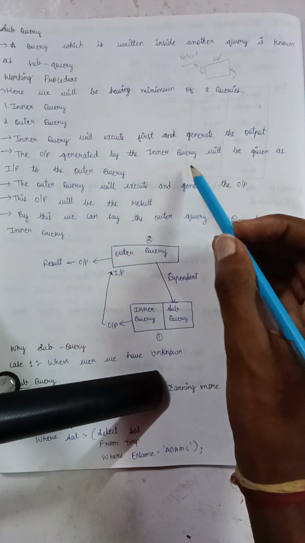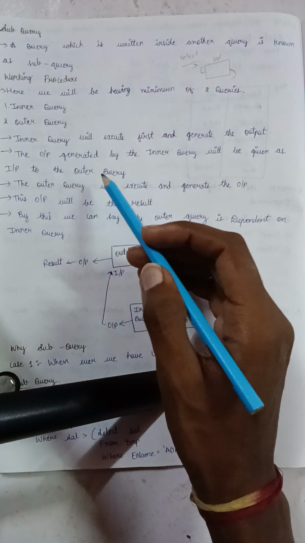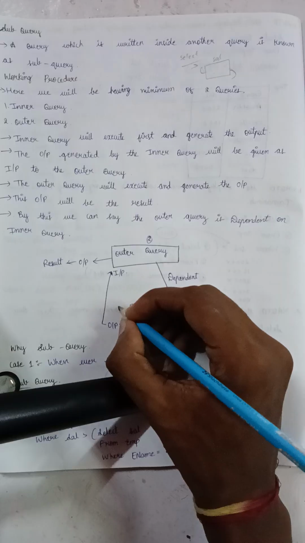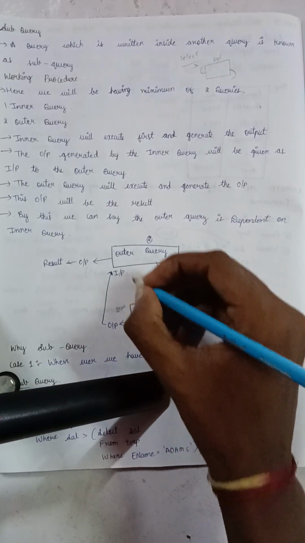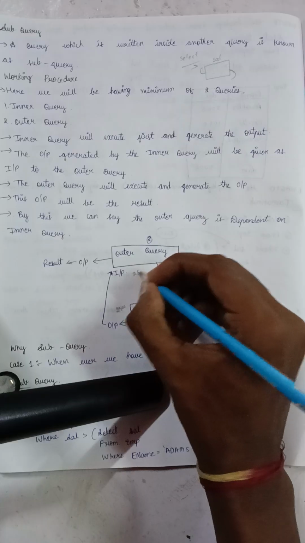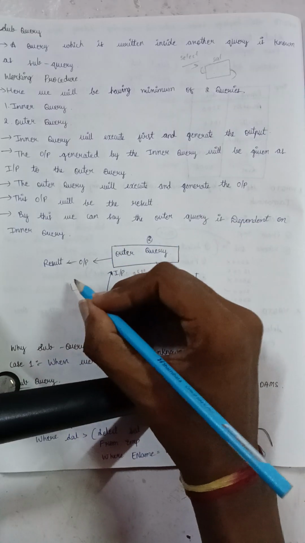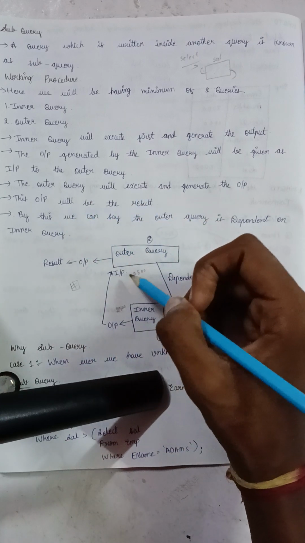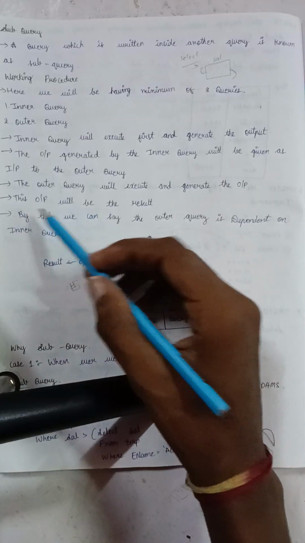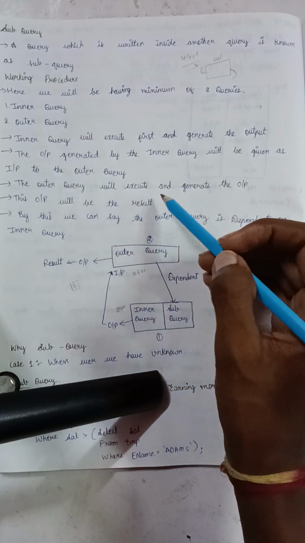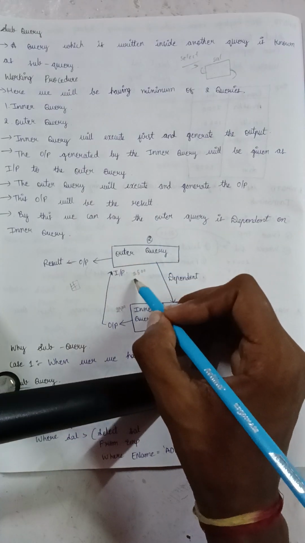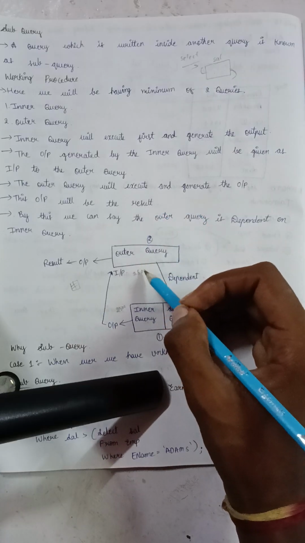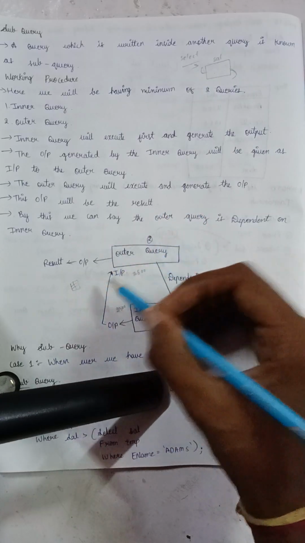The output generated by the inner query will be given as input to the outer query. Suppose the salary of some random person is 2500. It is given as input to the outer query, so it will be compared with all other salaries in the table. Then the outer query will execute and generate the output. After processing all the columns, it will generate the output.